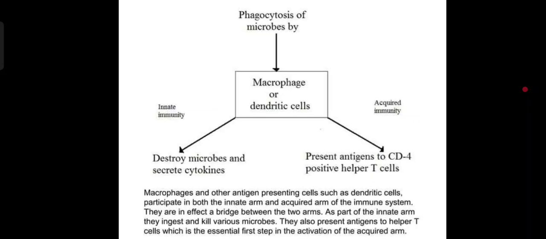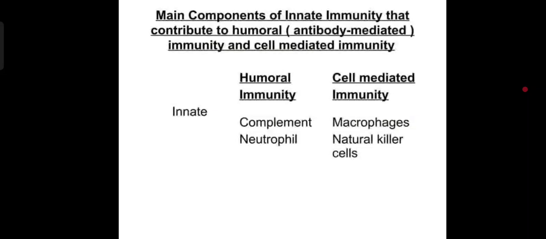Phagocytosis: macrophages or dendritic cells. They have two functions: destroy microbes and secrete cytokines. They present antigen to CD4 positive helper T cells. Main components of innate immunity contribute to humoral, antibody mediated immunity and cell mediated immunity. Innate immunity humoral components: complement, neutrophils, macrophages, natural killer cells.